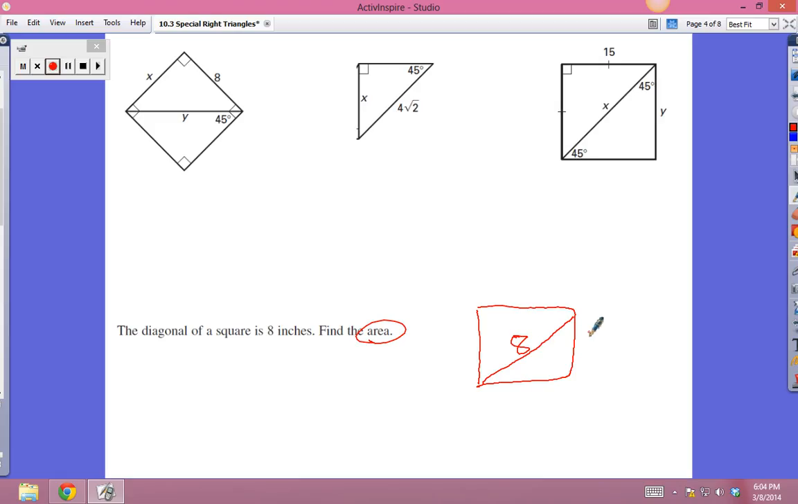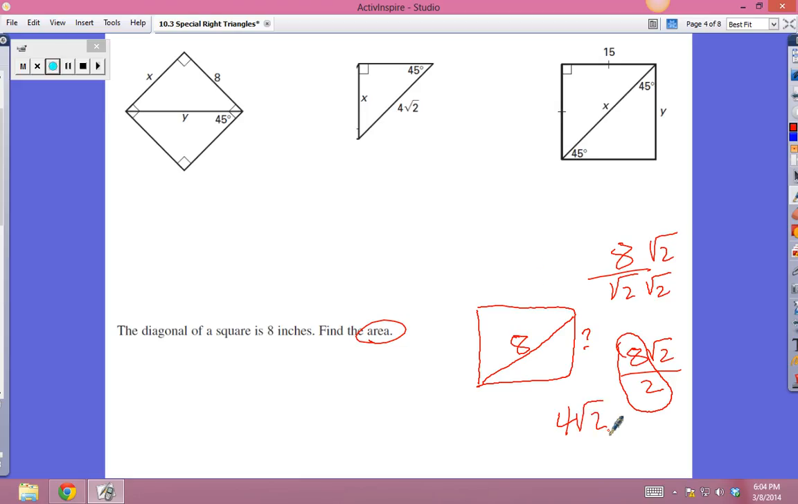So I've got to figure out the sides, and if it is 8, it's the type 2, I'm going to take 8 and I'm going to divide it by square root of 2, times the bottom by square root of 2, times the top by square root of 2. So it's going to be 8 square roots of 2 over 2. And the 8 and the 2, 8 divided by 2 is 4, so it's really 4 square roots of 2. So each side around this square is 4 square roots of 2.